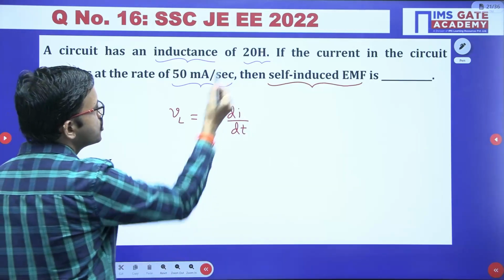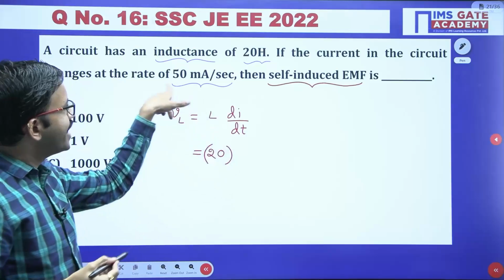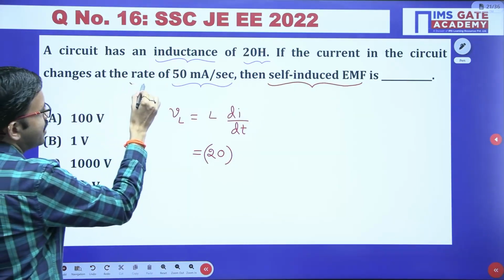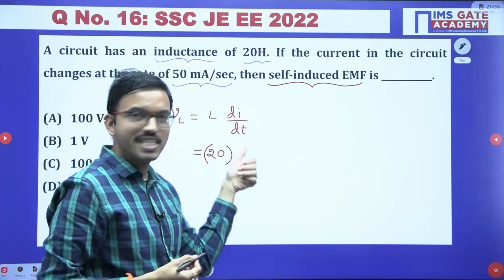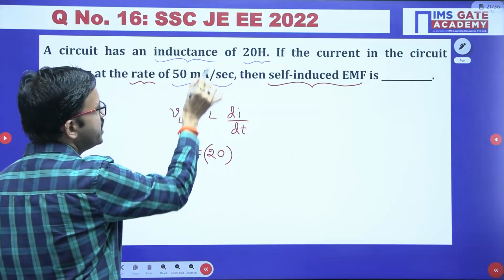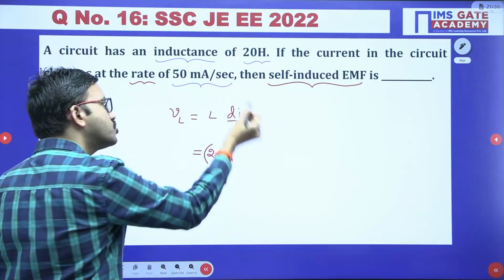So here in this question, the L value is given as 20 Henry and dI by dt they have given directly. You can observe they have mentioned the current changes at the rate. Whenever the word rate is there, that means the denominator term is t, or units are seconds. Or you can observe, in the numerator you are having ampere, in the denominator you are having seconds, so that means you are getting dI by dt.